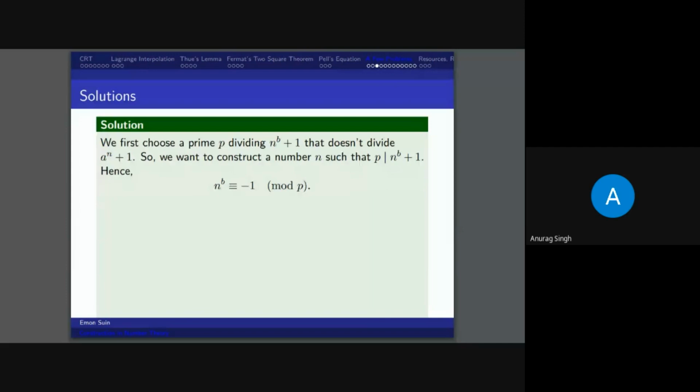Exactly, and that's what was told by introducing orders and stuff. You will get that the order of n with respect to p divides 2b, because n to the 2b is congruent to 1 mod p. So that is quite understandable why we should square the sides, right? You should square the sides to get a good thing.